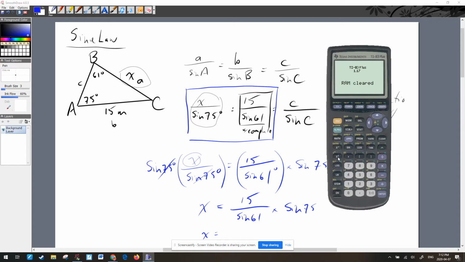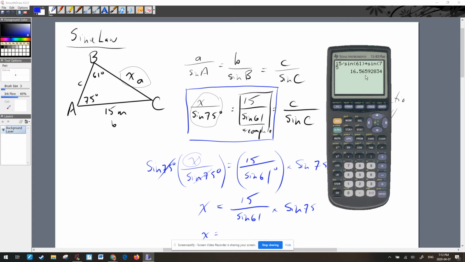I turned my calculator off, so I'm going to have to make sure that I go back in and get it back into degrees. So there it is, degrees. And I'm going to type it in. So we're going to have 15, let's just make sure. Okay, good. So I have 15 divided by the sine of 61, and then I'm going to multiply by the sine of 75. So I do that, and we're going to get 16.57.